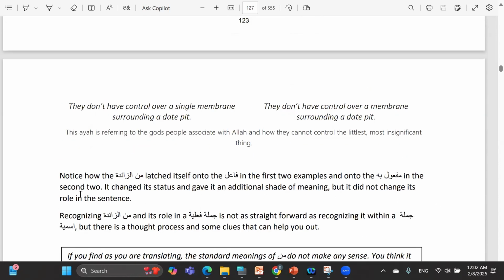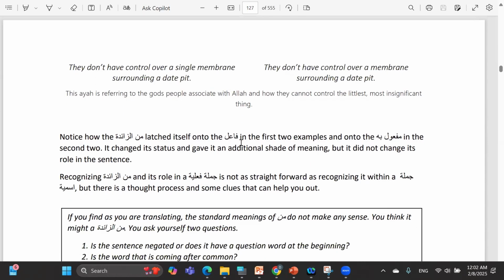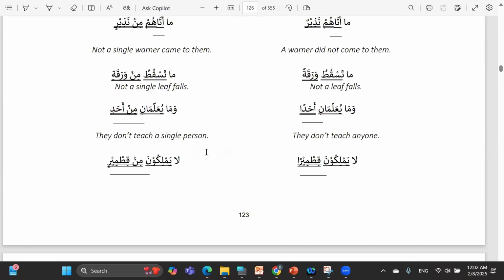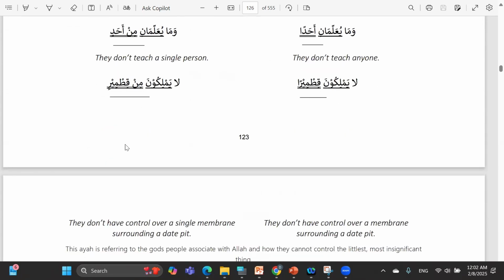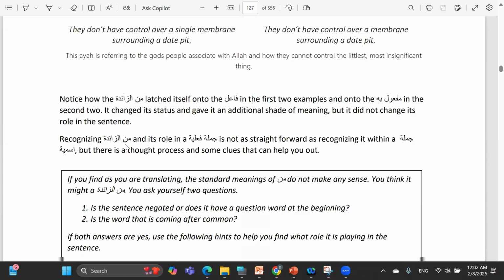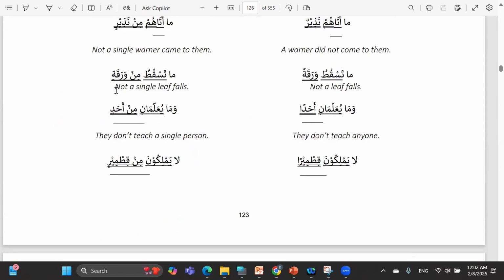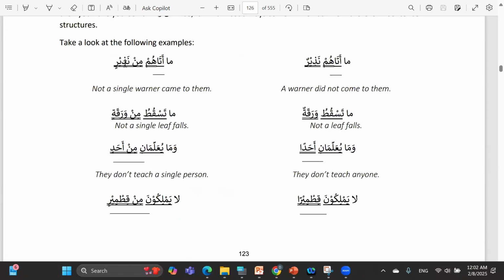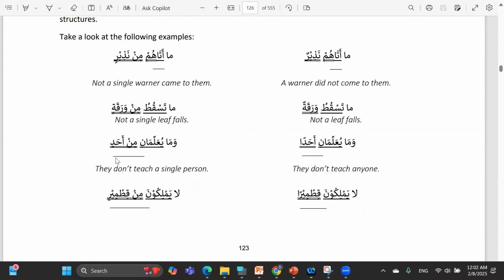Okay, so over here you just saw that min zaida attaches itself onto the fail, the doer. In the first two examples, it attached itself to the fail, and then in the later two examples, min zaida is attaching to maful bihi. When it attaches to the fail, you are going to say the status fi mahalli rafin, and when it attaches to the maful bihi, then you are going to say the status fi mahalli nasbin. Okay.